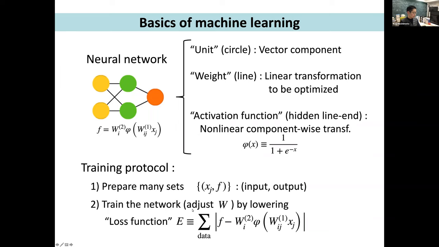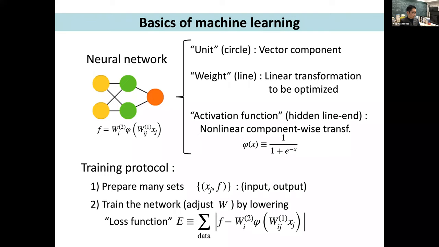Then you train this network by adjusting the elements of W to lower the so-called loss function. So what is the loss function? The loss function is the distance between the correct output and the neural network output. You change the values of the elements of these matrices. Then if this is very finely tuned, this loss function becomes zero. If E is zero, this means that the neural network output is equal to the data output, which is the correct data. So this reproduces everything. So this is how machine learning works. Do you have any questions? Okay.